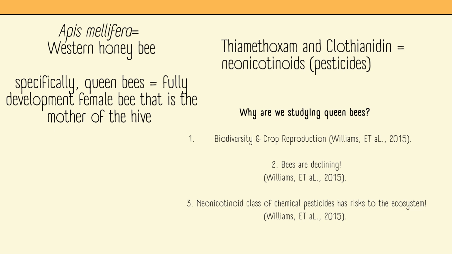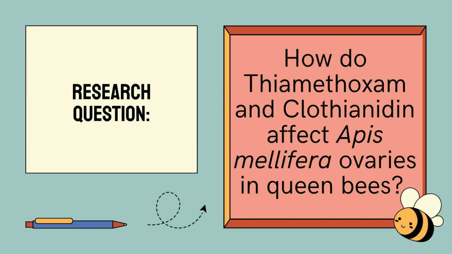And I apologize, it's Apis mellifera. Anyways, moving on to the research question. How do thiamethoxam and clothianidin affect Apis mellifera ovaries in queen bees?